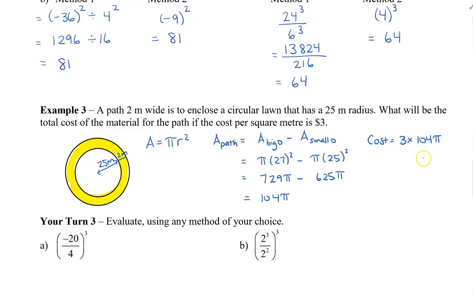Now I've just left it as pi, but when we use our calculator, make sure you use the pi button on your calculator, or type in as many digits for pi as you can. So multiplying 3 times 104 times pi, we get a cost of $980.18. So you can write the material will cost $980.18. And that's how you solve a word problem that involves exponents.